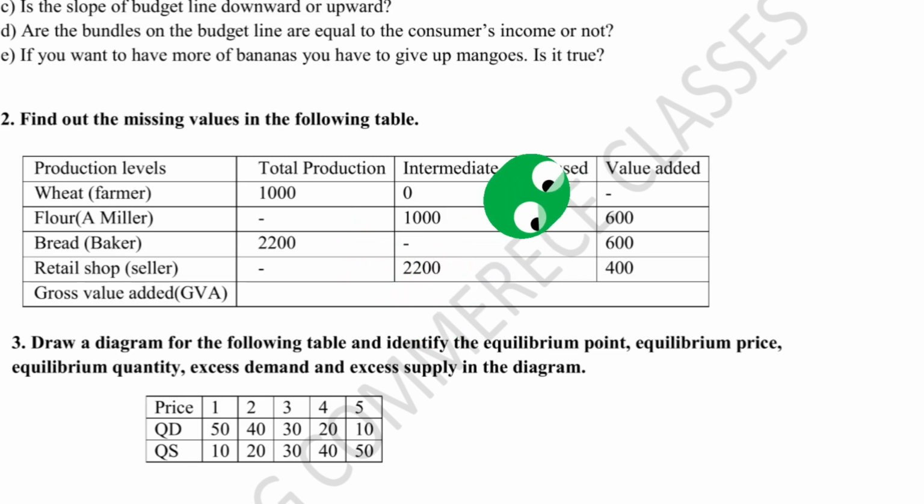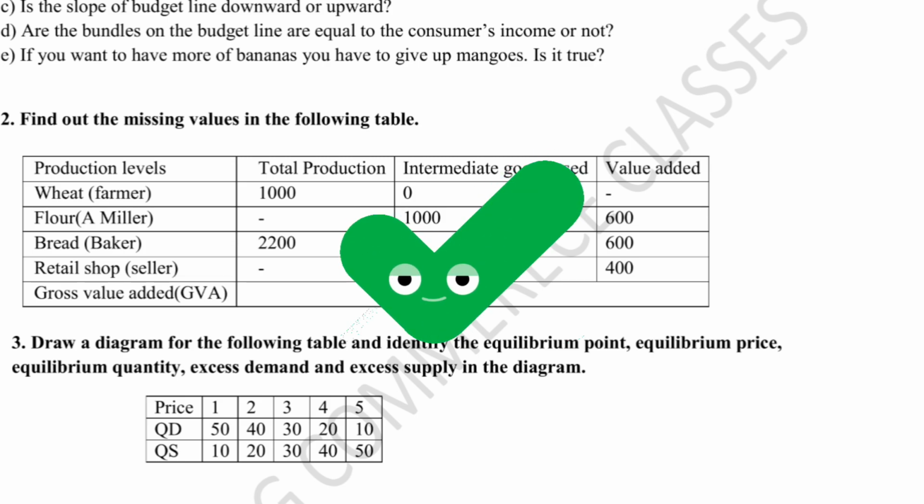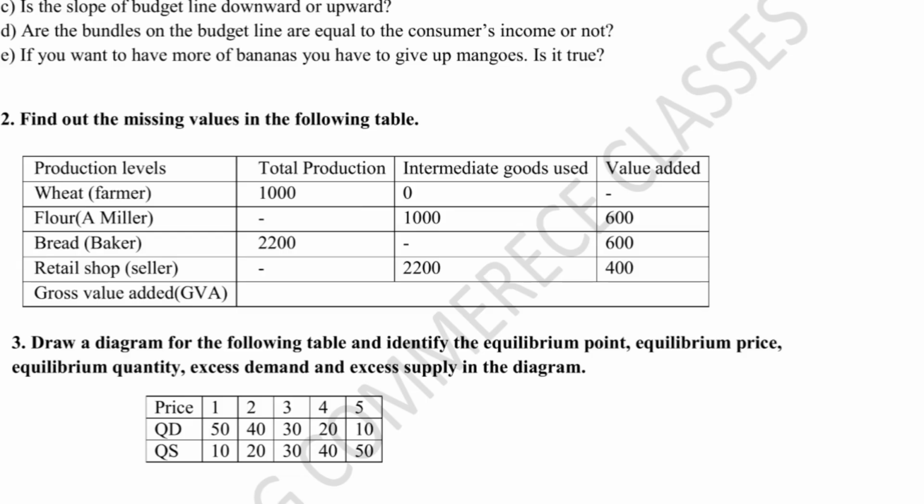Next, 2200 plus 400, that is 2600. So the gross value added for this one is 2600.